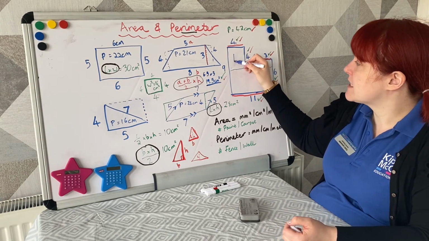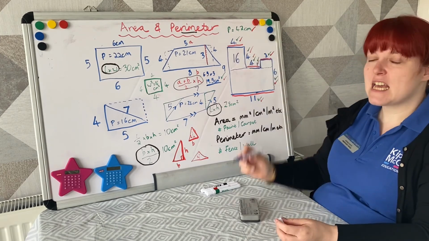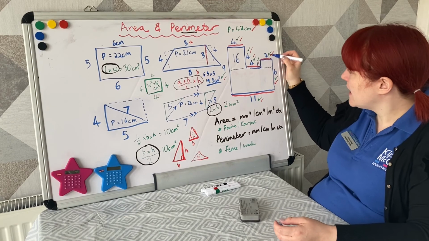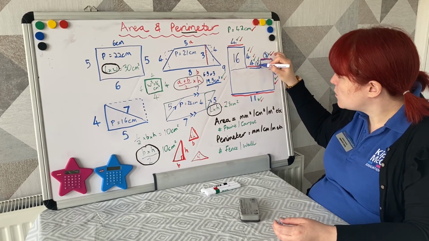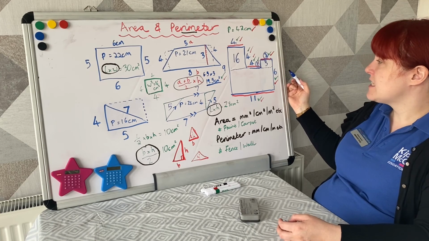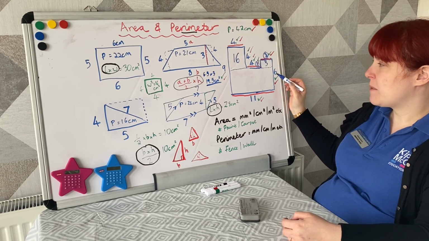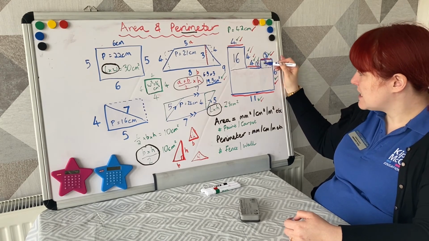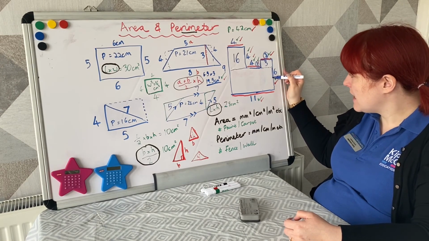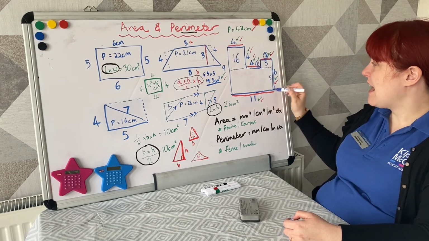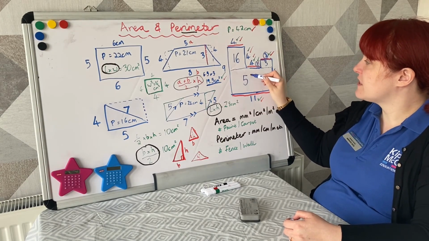4 times 4 is 16. And I tend to label them inside, and then we're going to add them up at the end. This little guy over here is this 3 and this 1. 3 times 1, nice and easy, is 3. Now this is the bit that we need to do a little bit of working out. We talked about it before, but if this is 6 and this is 1, then this bit here is 5. So we've got 5 times 11, which is 55.